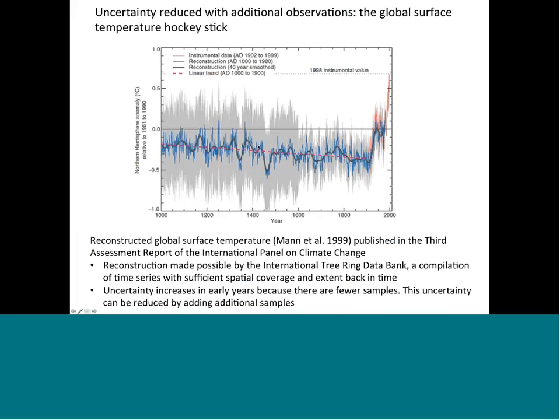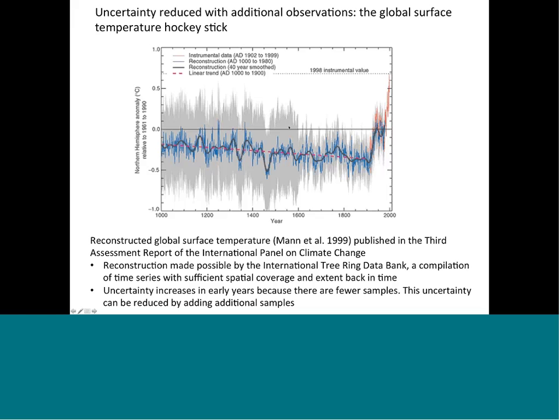These reconstructions were made possible by the International Tree Ring Data Bank, which was a compilation of time series with sufficient spatial coverage and extent back in time to allow the global surface temperature to be reproduced. This would not have been possible without an archive, and these data, especially these tree ring data, were not initially collected to reconstruct Earth temperature. The other point I would make about this: you can see here that the uncertainty is indicated in this early figure.